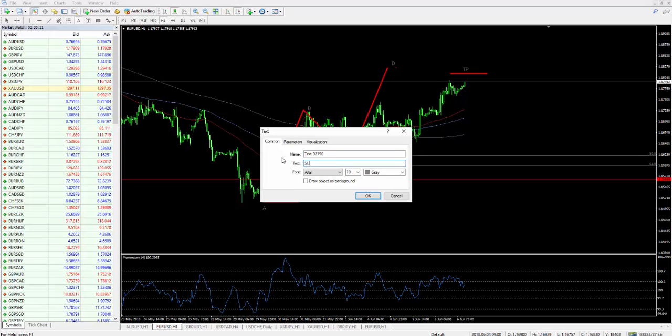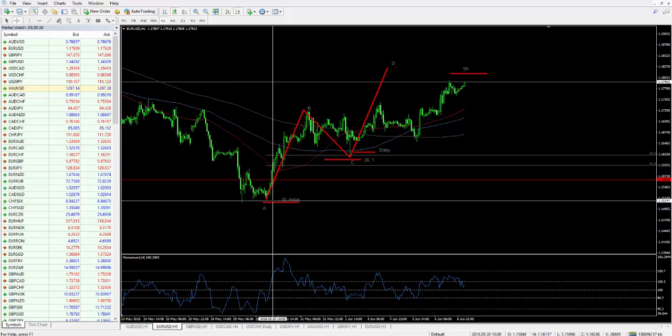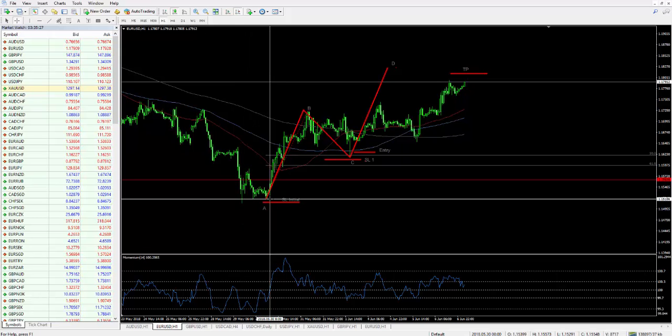SL1, I'll call it. SL1. Okay? There's SL1. So now we've moved from, and this is the whole theory of trading. Now if you guys can do this, you'll be traders.